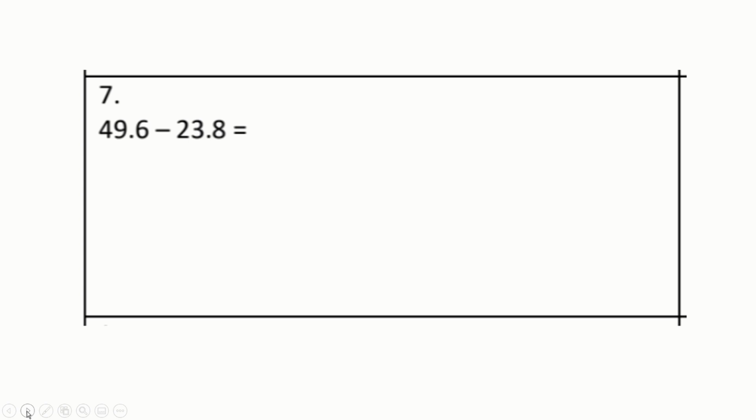Number 7. I know lots of you can do this in your head. This is one where some of you may want to use a column method. Let me show you how to do that. So it's 49.6 minus 23.8.